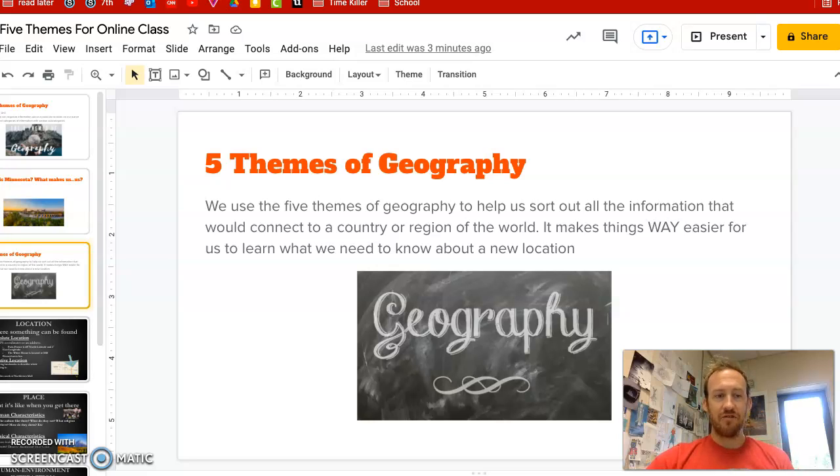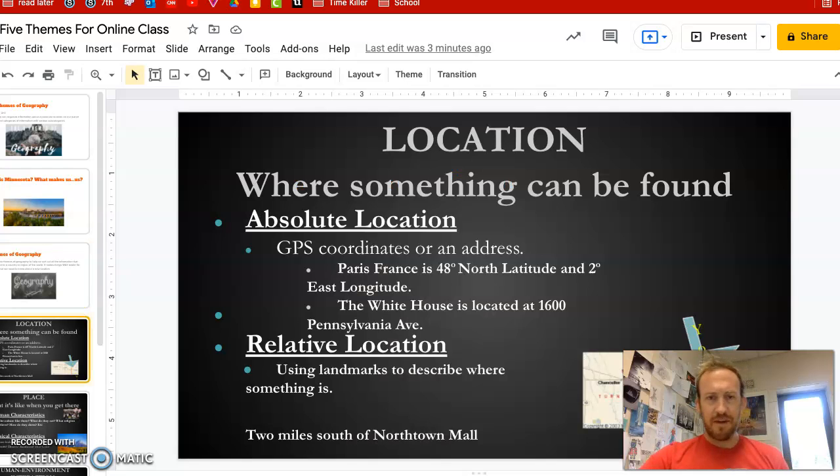All right, so hopping into the five themes, I'm just going to give you a real brief overview of what each one is, and then we're going to take a deeper dive into each. So the first theme is location, and that just simply tells us where something can be found. There's two different types of location. The first one is absolute location, and then the other one is relative location. The difference between them is pretty easy. And again, you'll be practicing with this later this week.